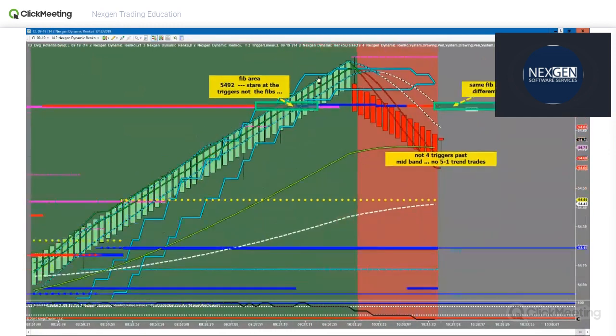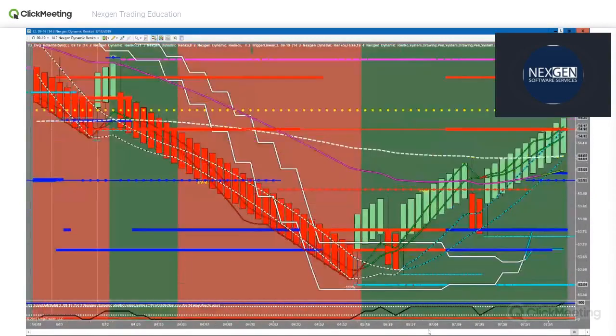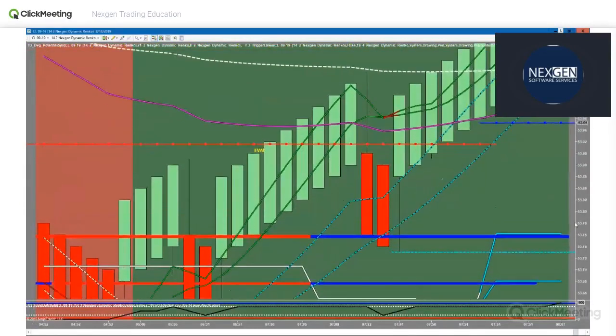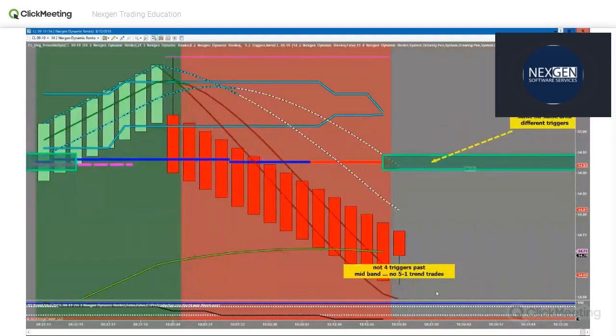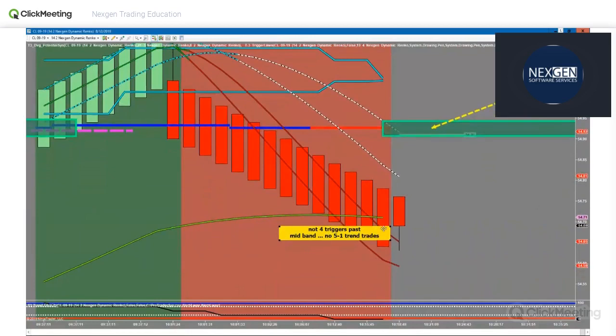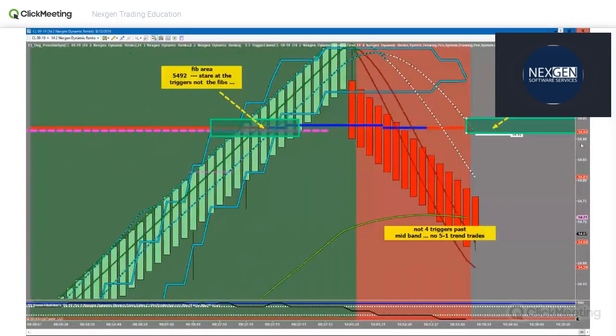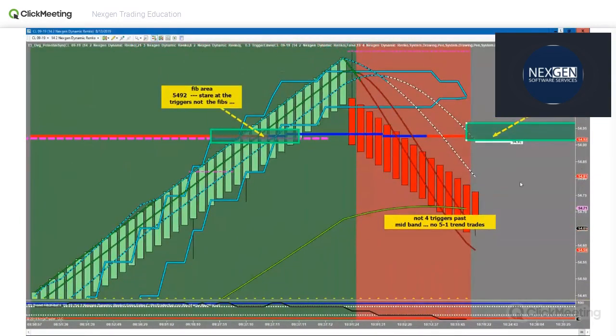Look, I'm going to go back to yours this morning. Same thing in reverse. You hit the mid band and it went a little bit past it, but not 4 triggers past, so no 5-1 trend trades. But doesn't mean we won't go up. You have the same thing in reverse right here. You see it? Not 4 triggers past and the small triggers are going down strong, but no 5-1 trend trades, but it doesn't mean we won't go down. We're probably going to end up going down from a little higher area, more than most likely.